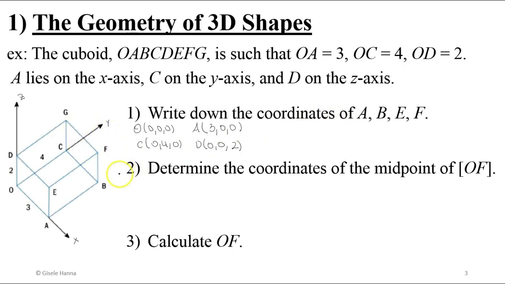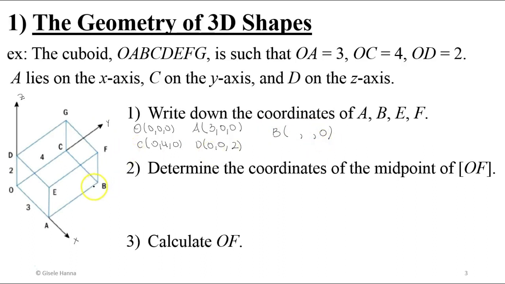Now, over here, let's just go to point B. Point B lies in the same plane as A, O, and C. So point B lies in the plane XOY. So point B, being in the plane XOY, has z equals 0.